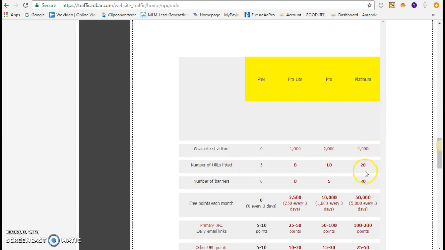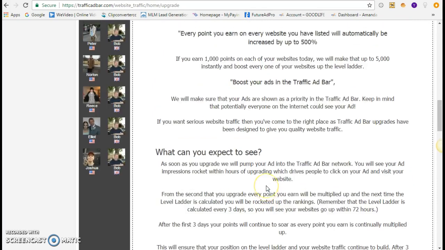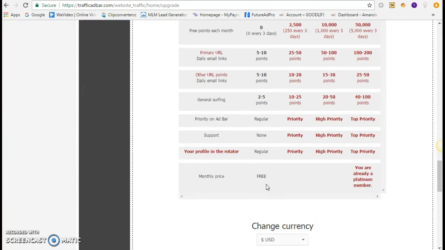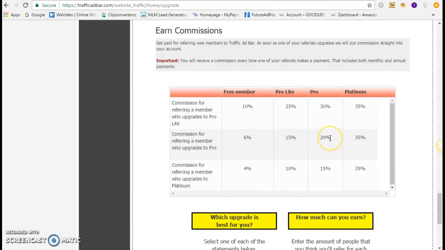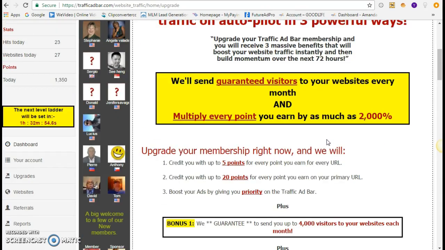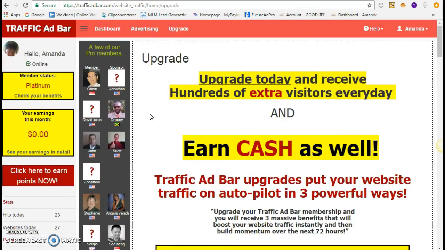You're able to list 20 URLs instead of 5 as a free member. Banners 20 instead of 0. And everything is just you're like top priority when it comes to becoming a platinum member. If you can't afford the platinum membership, which is $29.99, you can actually just start at the pro light or the pro level, but I definitely think that this is worth upgrading and not coming in as just a free member.